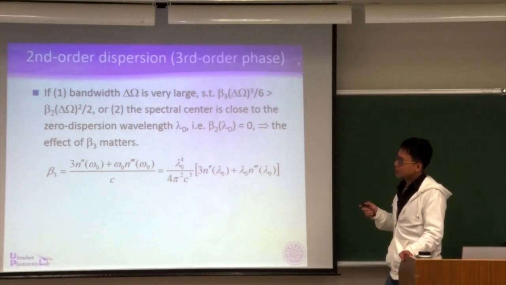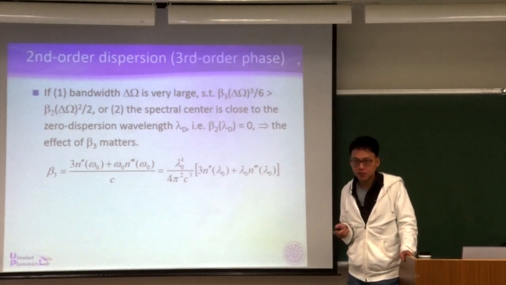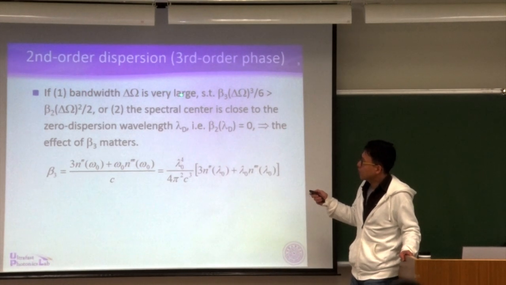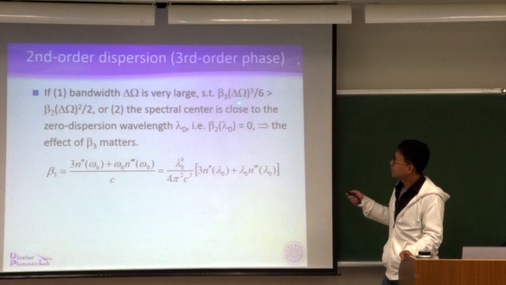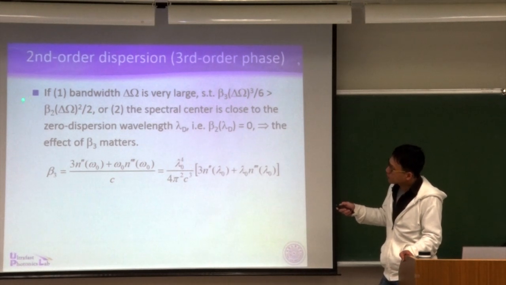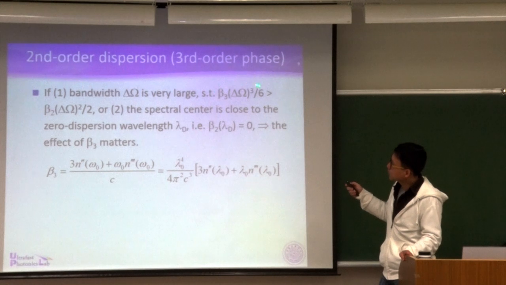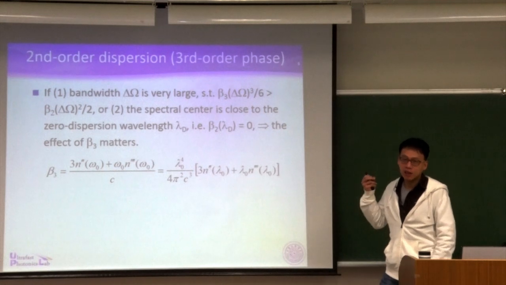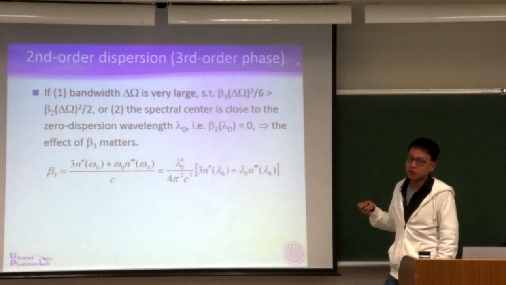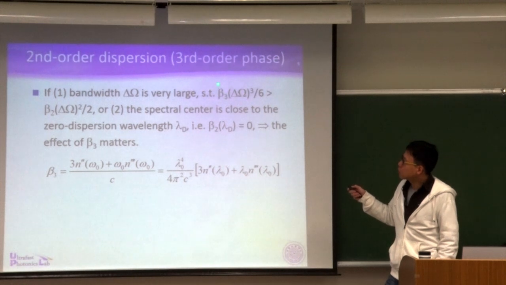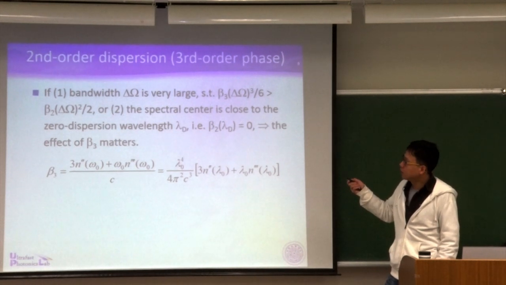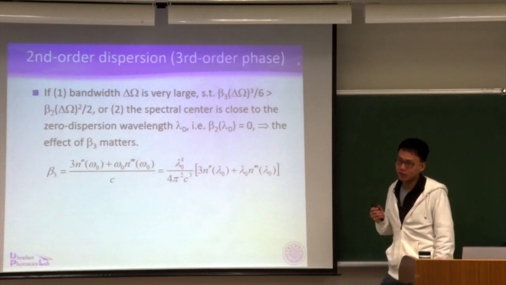So in what occasions does third order spectral phase matter? Okay, two cases. First, the working bandwidth is very large, such that this number is bigger than this number. The meaning of the first number is the cubic phase accumulation, right? Beta xi times omega cubed, but omega is a variable. You need to substitute some number for that variable. And the reasonable number is the bandwidth, right?